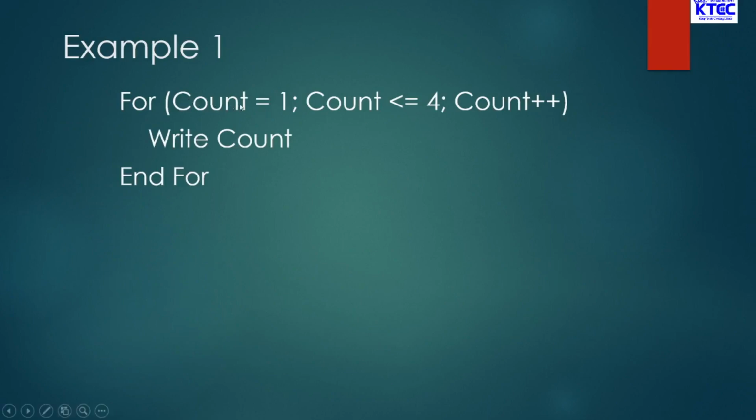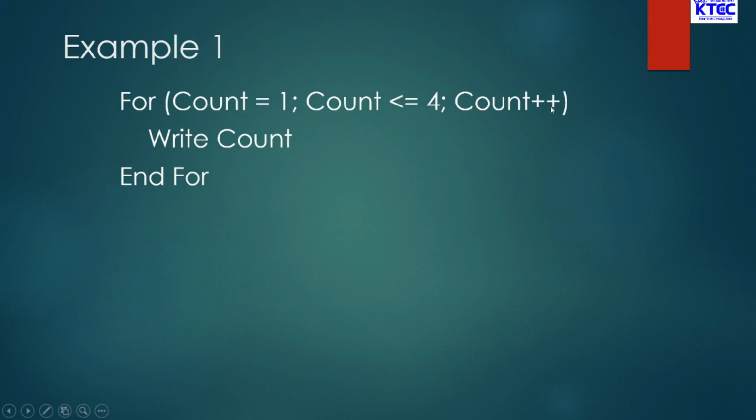Let's say for count is equal to 1, count less than or equal to 4, count plus plus. Then we write count. Now what is going to happen here is this: we set the counter variable to be equal to 1. So in the first iteration, it will write count, which is 1.